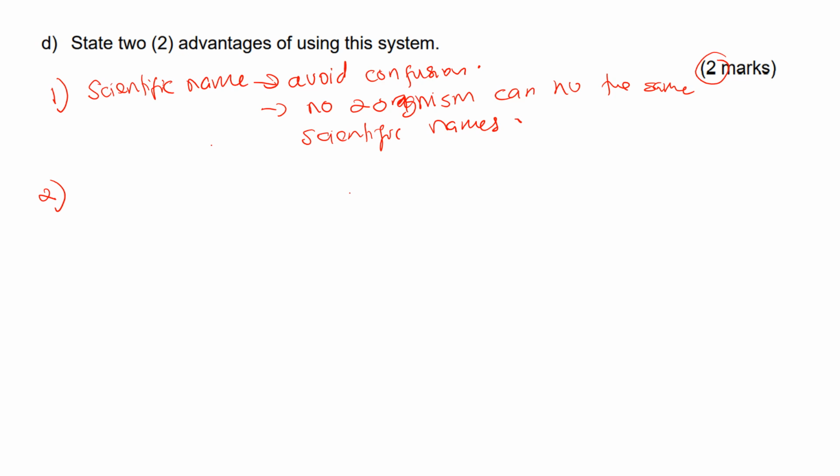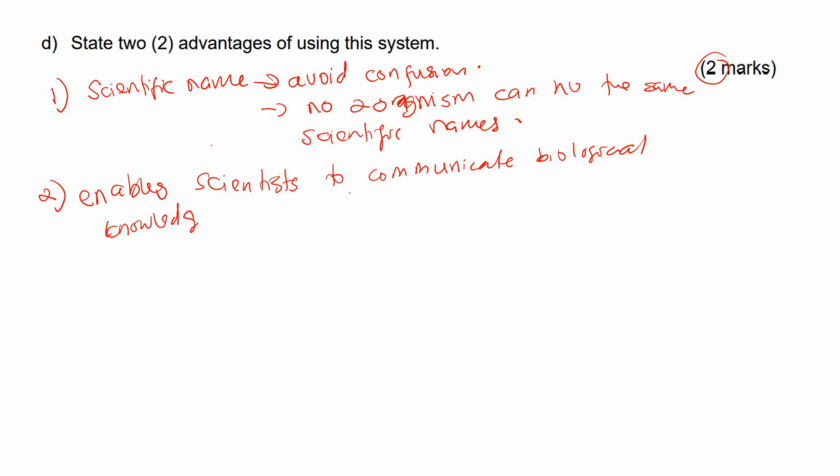The second advantage is that it enables scientists to communicate biological knowledge efficiently. When they refer to the species by their scientific names, they are referring to the right organism, so scientists can convey information more efficiently.